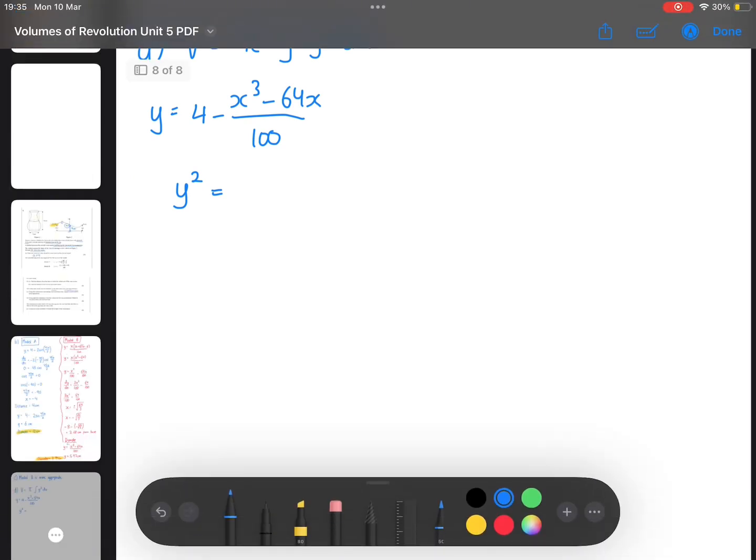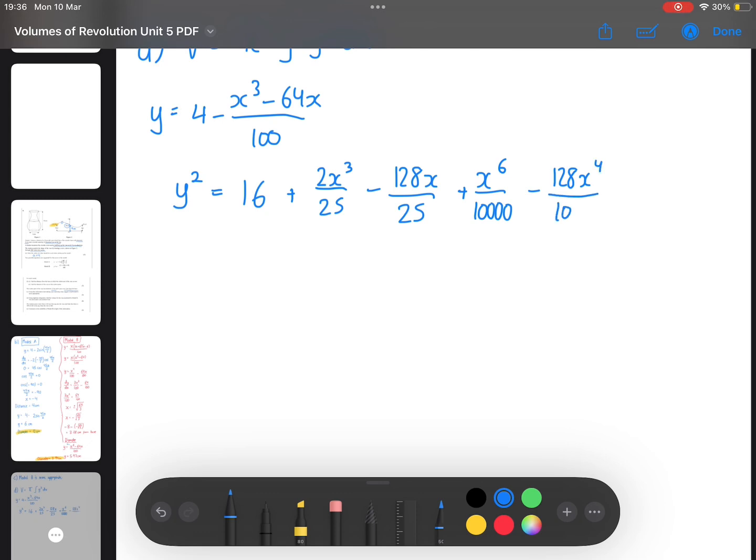Y squared is therefore going to be, if we binomial expand it, we'll have 16 plus 2x cubed over 25 minus 128x over 25 plus x to the 6 over 10,000 minus 128x to the 4 over 10,000 plus 4,096x squared over 10,000.